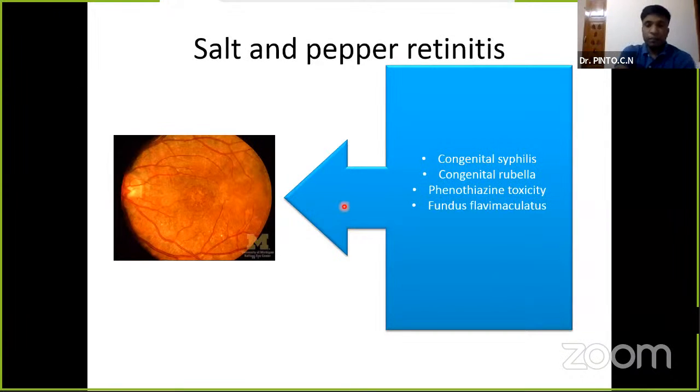Some of the other presentations in the retina are salt and pepper retinopathy. In which conditions do you see salt and pepper retinopathy? Again, these topics are based on what was previously asked in the entrance exam, so we've taken some of the topics and we'll discuss the causes. If you look at the fundus, normally you don't see this black, pepper-like appearance of the retina. This is due to pigmentation. It is seen most commonly in congenital syphilis, congenital rubella, phenothiazine toxicity, and fundus flavimaculatus. This is one type of fundus dystrophy, and we will cover it later in this class. But you should know the causes for salt and pepper retinopathy. Exactly how it looks, you have pigmentation dispersed all over the fundus.